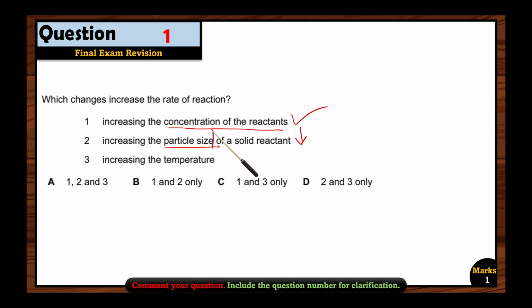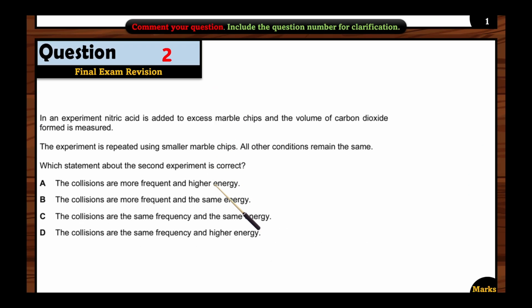But here they are increasing the particle size. If you increase the particle size, it means you are decreasing the surface area. So that's why this option is wrong. Increasing the temperature, yes, that's right. So options 1 and 3 are the only correct options. So option C is the right option. Let's see question number 2.